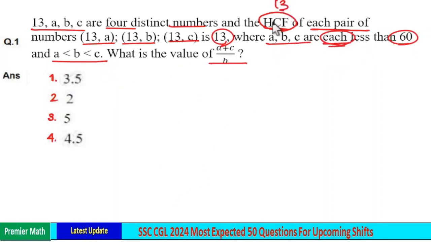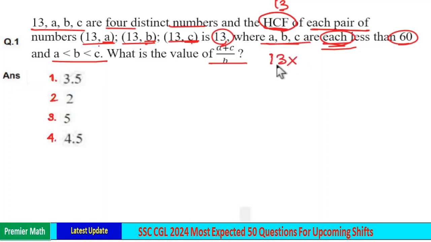Here HCF is 13 means all these numbers are multiples of 13. That is, A is a multiple of 13, B is a multiple of 13 and C is a multiple of 13. A, B, C are each less than 60 means A less than 60, B less than 60, C less than 60. Now A, B, C are multiples of 13 and less than 60.